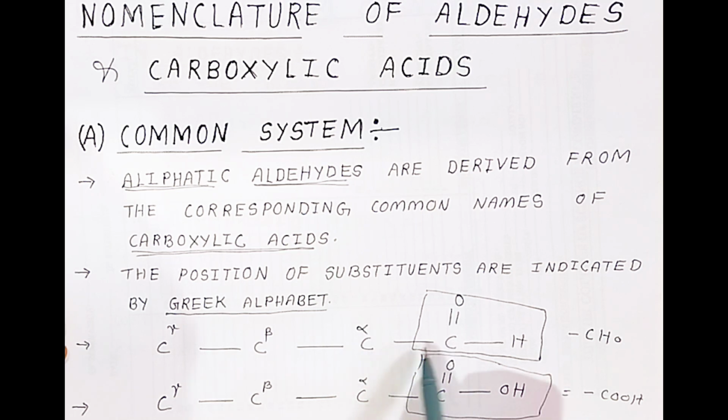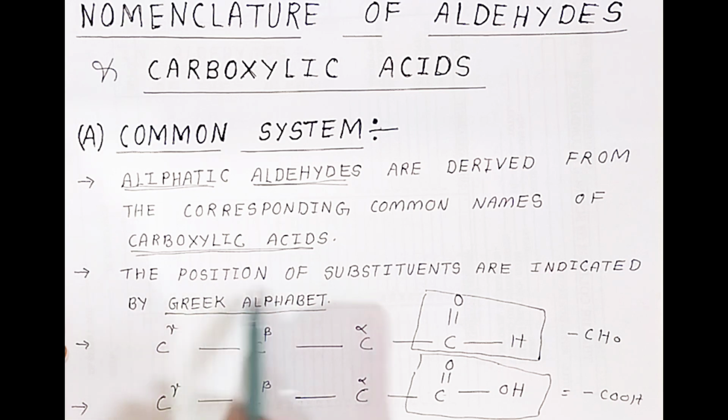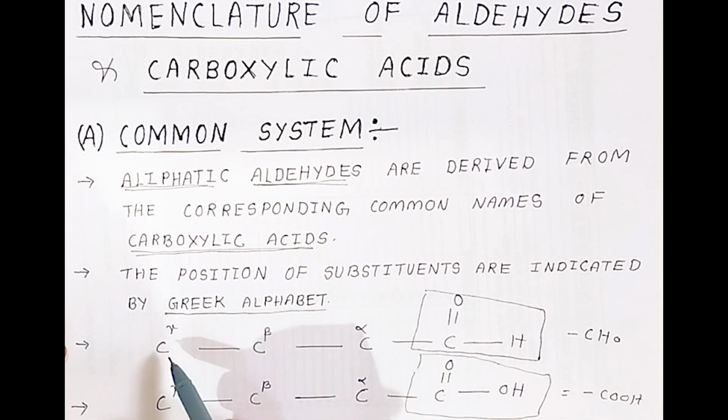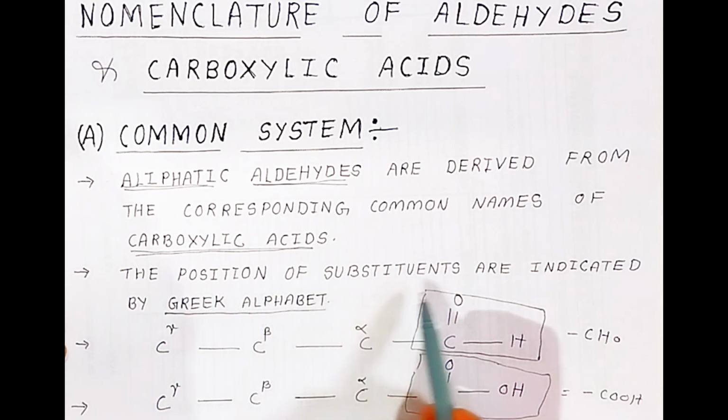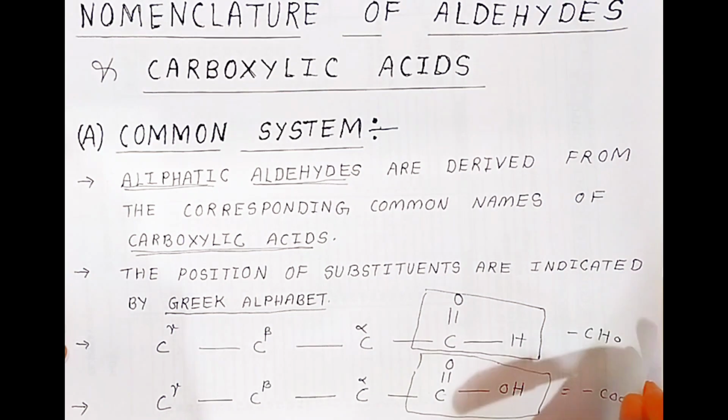So this carbon you have to skip. The carbon next to it we call the alpha carbon, then the beta carbon, and then the gamma carbon. In the same way in carboxylic acid, COOH is the functional group. The carbon attached to this functional group will be the alpha carbon, then the beta carbon, then the gamma carbon. If any substituents are attached to these carbons, we indicate their positions as alpha, beta and gamma. So this is all about the common system.